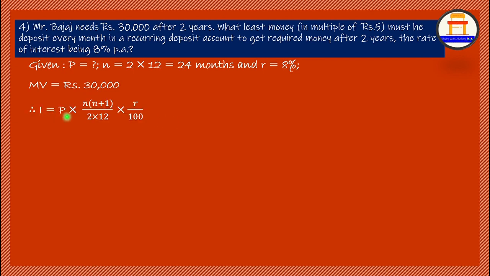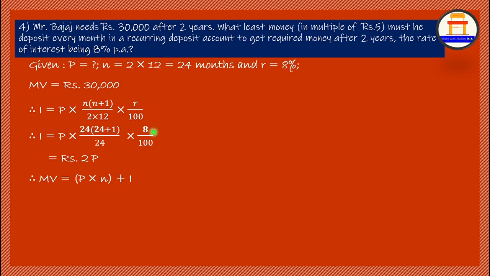So interest has been given as P into n of n plus 1 into r divided by 2 into 12 into 100. Or you can directly substitute the value as 2,400. Next, substitute the value. We will keep P as P only, no XYZ. So in order to make our calculation easier, we will keep P as P only. So 24 of 24 plus 1 divided by 24 into 8 by 100. So upon simplifying, we get interest as 2P.